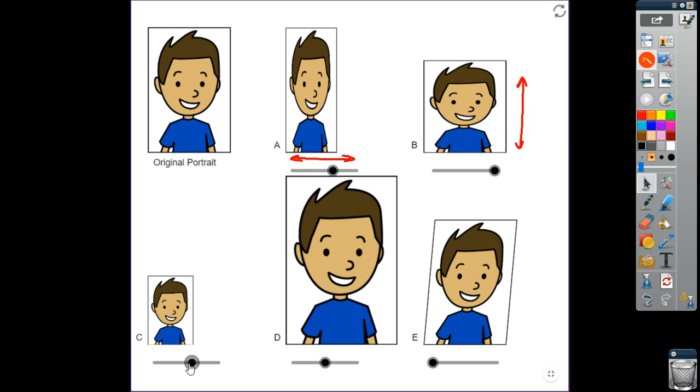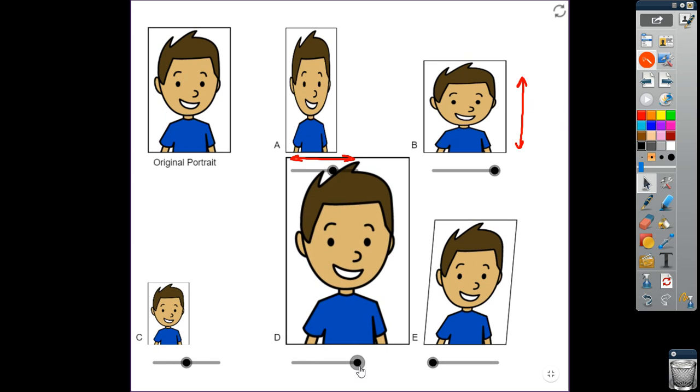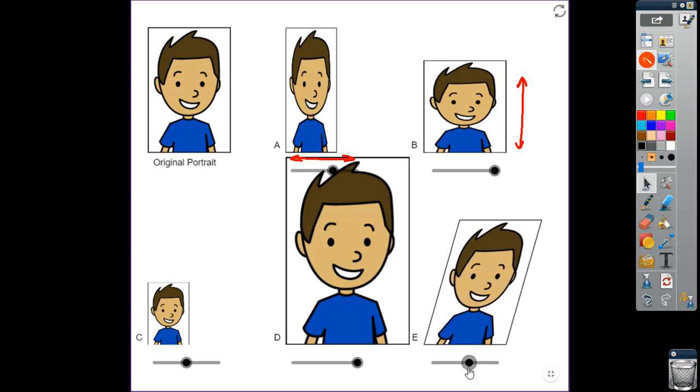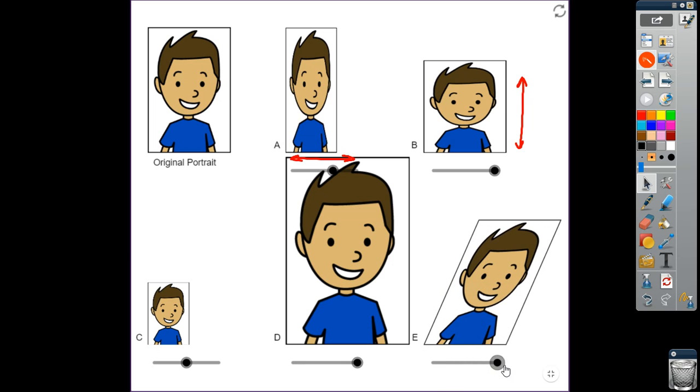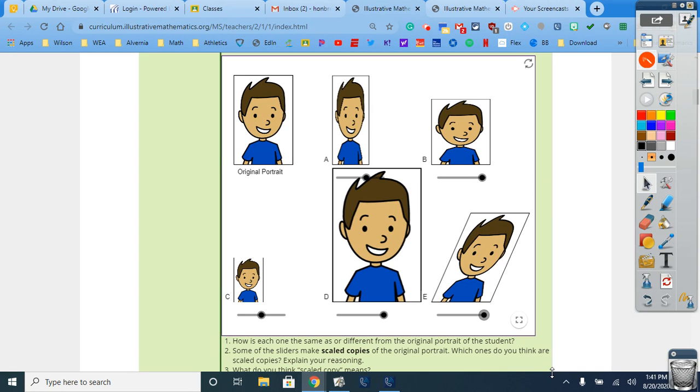If I look at slider C, although it gets very small, it actually does create a scale model because the figure is always the same figure as the original. It's just a little smaller. Same thing with D. It's just a little bit bigger, but it is the same shape, okay? Slider E, would this be a scale model? No, because although it's a parallelogram, it is not the same shape as the original portrait there, okay? So that's a brief overview of what a scale model actually is.